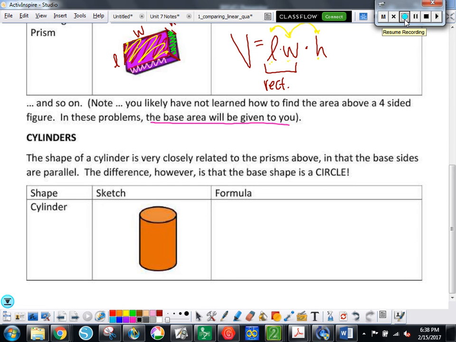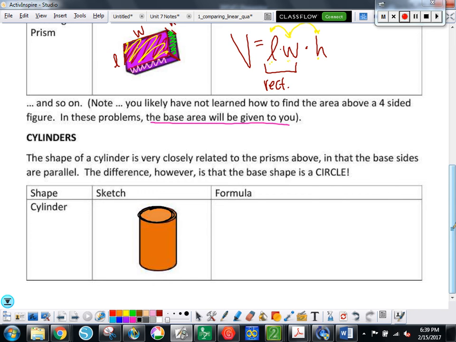Okay, let's keep going. So cylinders are technically not prisms because in order to be a prism, all of the sides have to be straight. I can't remember the right word, but I'll think about it until I do. Technically, a cylinder is not a prism because we have this rounded edge right here. However, the formula for finding the volume of a cylinder is exactly the same as these formulas up here.